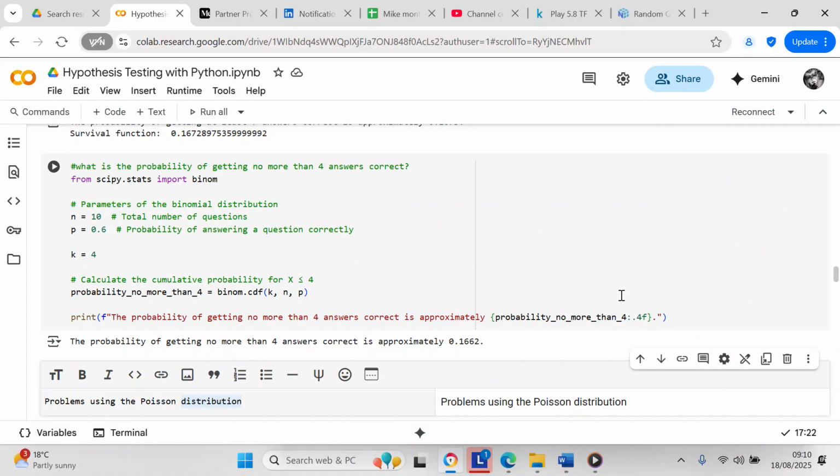So we're going to calculate the cumulative probability of X less than or equal to 4. So prob_no_more_than_4 equals binomial.cdf, that's the cumulative distribution function, of k equals 4, n equals 10, p equals 0.6, that's your probability. And then we're going to print the probability of getting no more than 4 answers correct, which is approximately 0.1662.